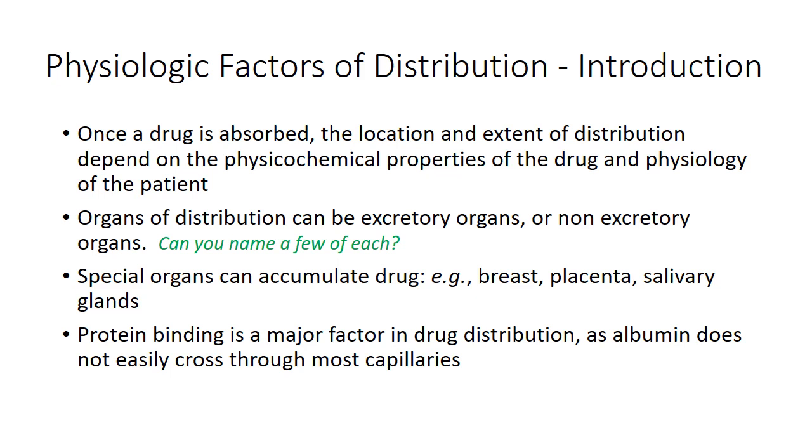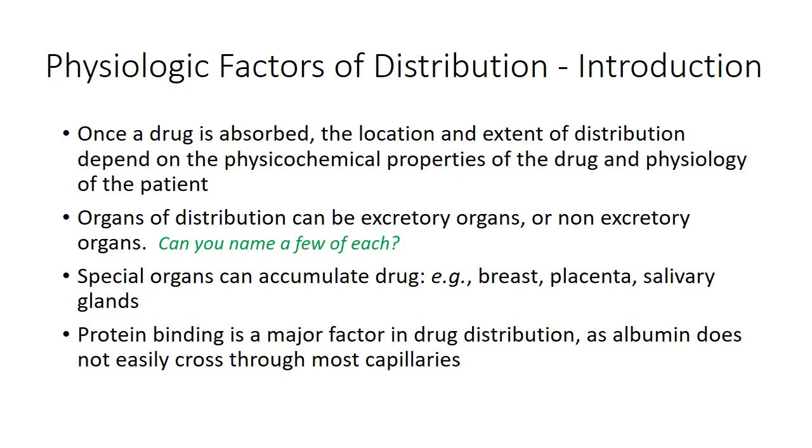Special organs can accumulate drug. We're going to go into one example. Why can sometimes breast milk accumulate certain drugs even higher than the plasma concentration? Placenta, and I'm not going to get into that too much, that's a specialized area, but certain drugs can get into the placenta and certain ones do not, and that's why you have a lot of variability in the warnings on different drug labels. Salivary glands, yeah, I mean sometimes you can detect drug in saliva, so those are special areas where you'll get drugs sometimes.